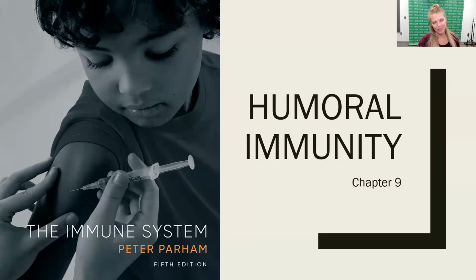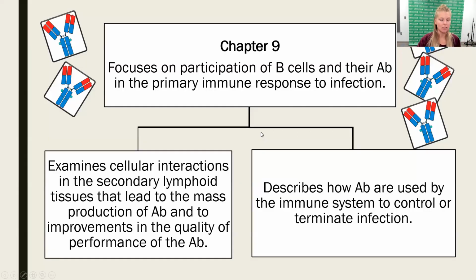In chapter 9 now, we're going to go back to B cells and look at the second arm of the immune system, or the humoral immunity. We looked at cellular immunity, or cell-mediated immunity, with T cells in chapter 8, and now we'll look at B cells and how they play a role in the immune response.